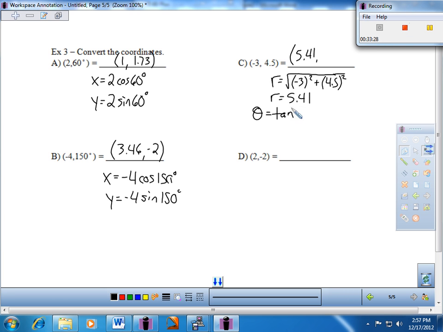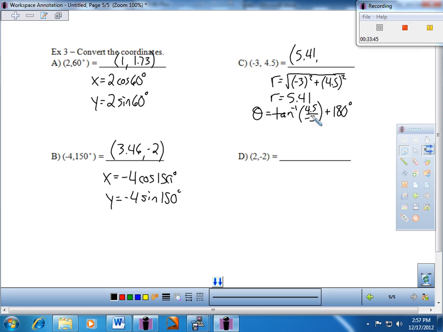Okay, so inverse tangent here of y over x, so 4.5 over negative 3. Now, one thing to recognize, and this is again our rule of thumb: when x is negative, as you'll see momentarily, we have to add 180 degrees on the back. Only when x is negative. Doesn't matter about y. Only when x is negative do we have to add the 180. And I'll show you why that is.